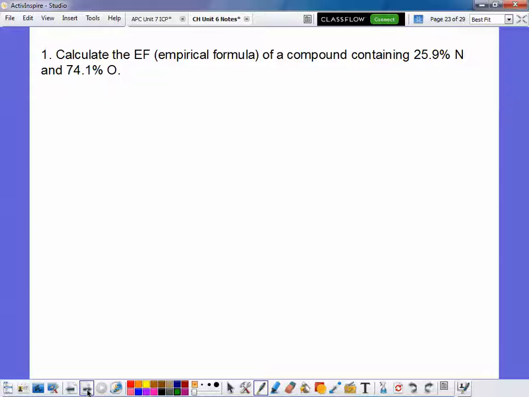So if I have 100 grams of this compound that contains nitrogen and oxygen, then I have 25.9 grams of nitrogen and 74.1 grams of oxygen. You just literally write grams instead of percent. It is a valid assumption.